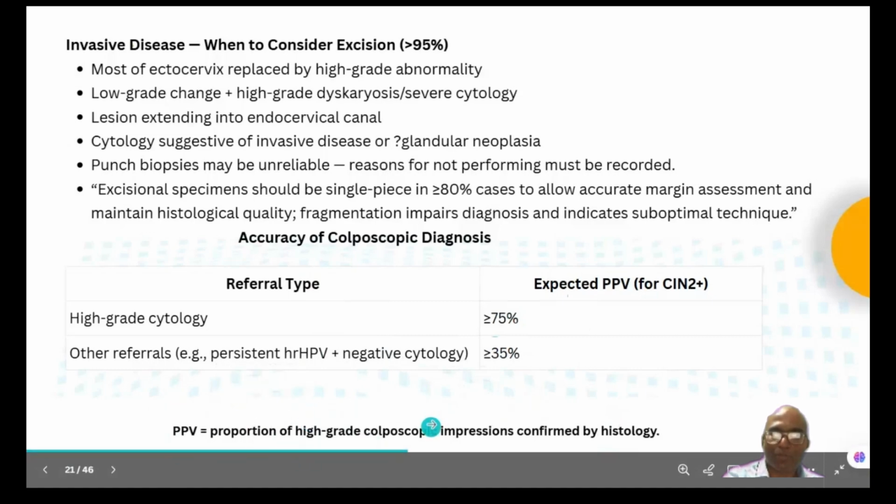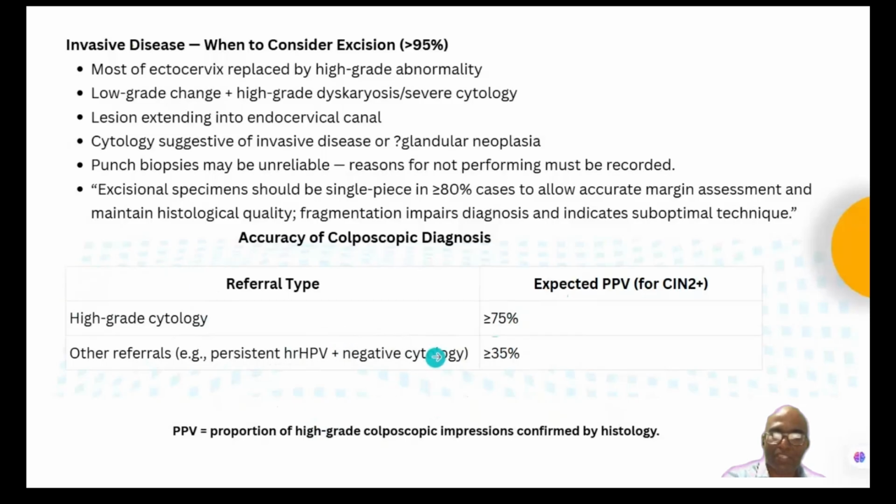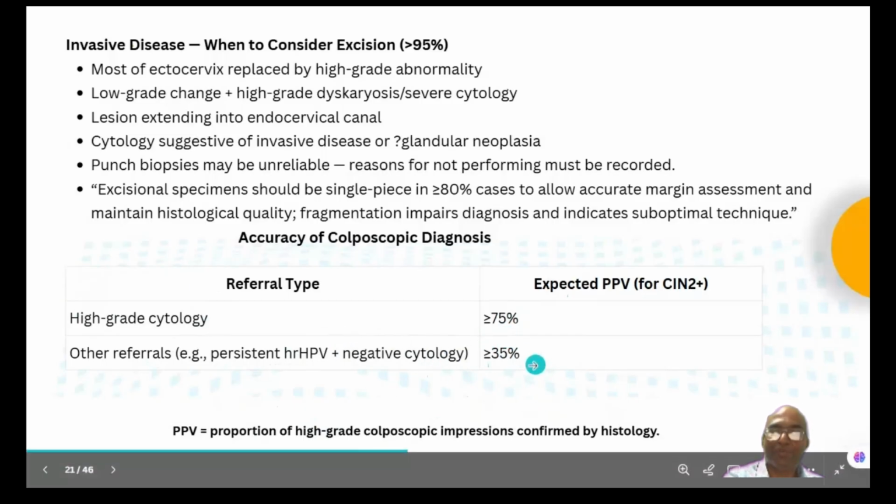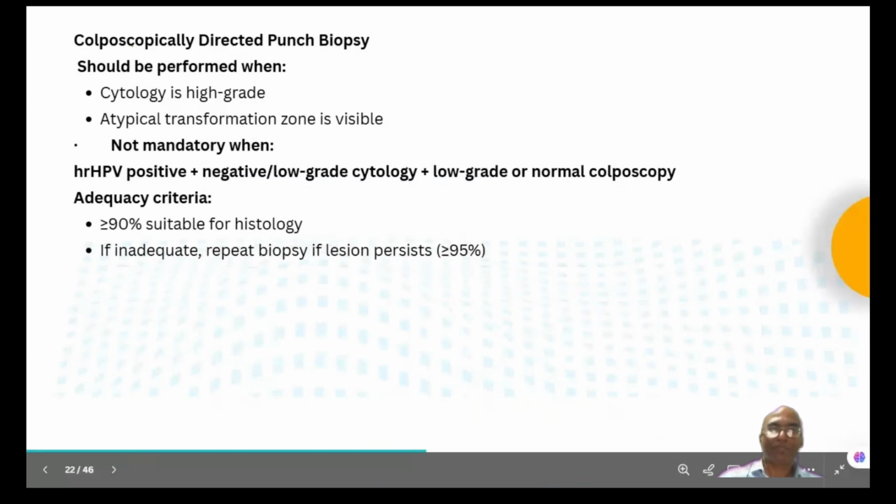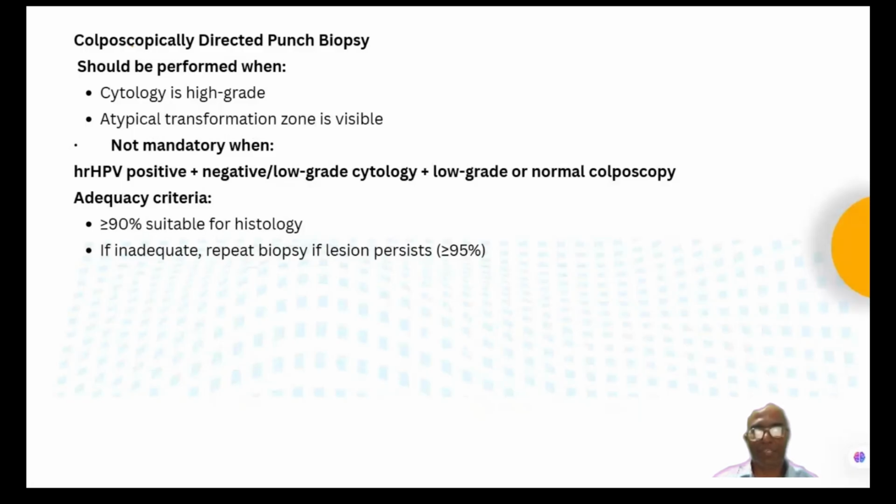The positive predictive value is the proportion of high grade colposcopic impressions confirmed by histology. So your impression is high grade, and confirmation by histology is more likely if your cytology is high grade. If your cytology is negative, there is a lower positive predictive value for a histologically confirmed report. Now, colposcopically directed punch biopsy should be performed when cytology is high grade or an atypical transformation zone is visible. It is not mandatory if HRHPV is positive with negative or low grade cytology and normal colposcopy.